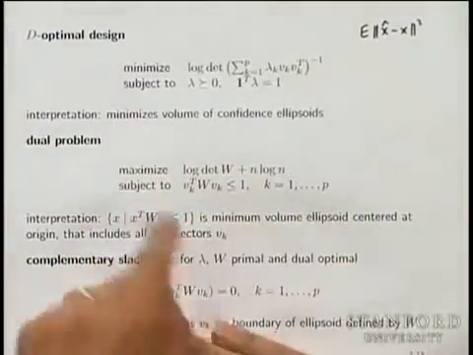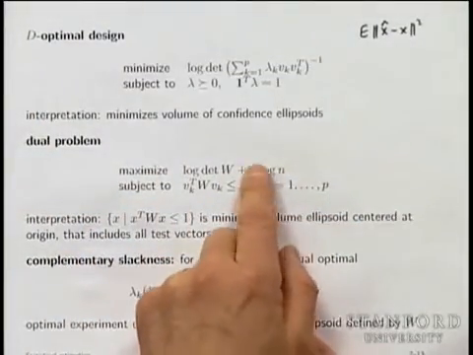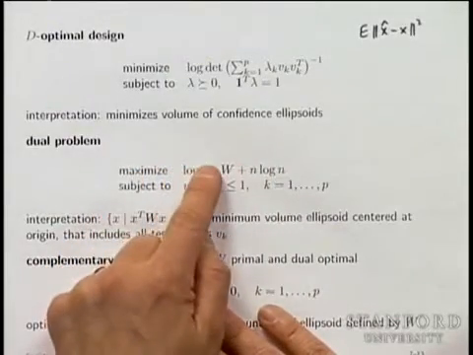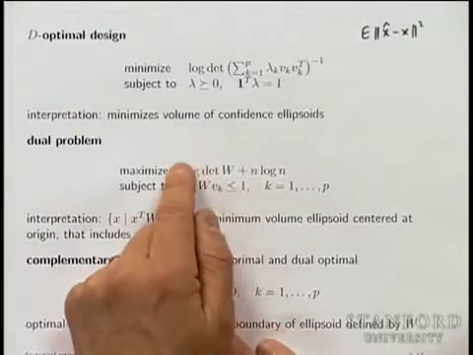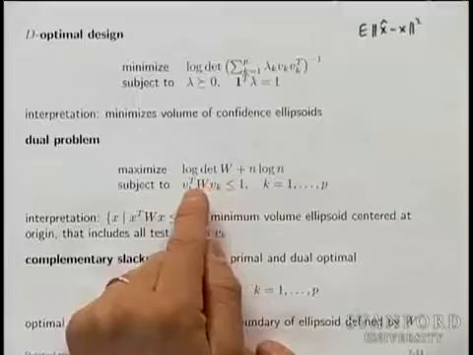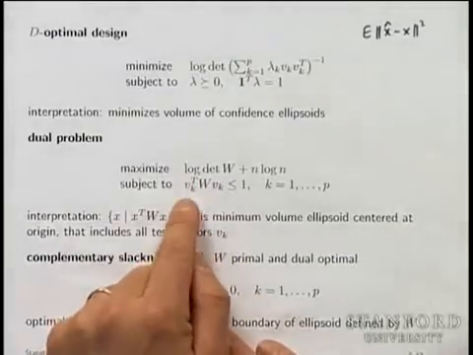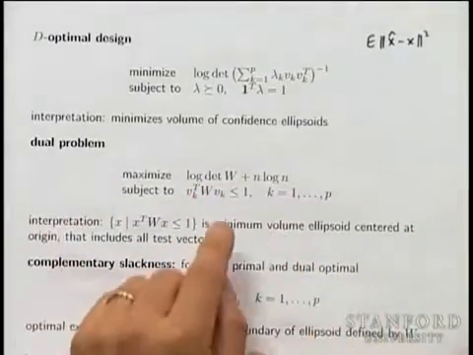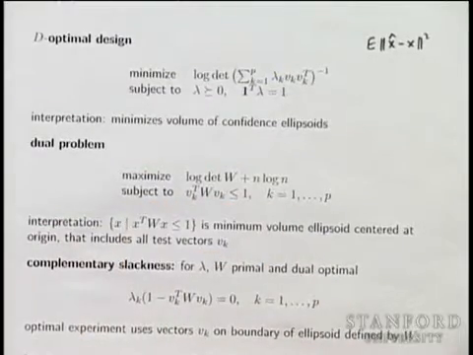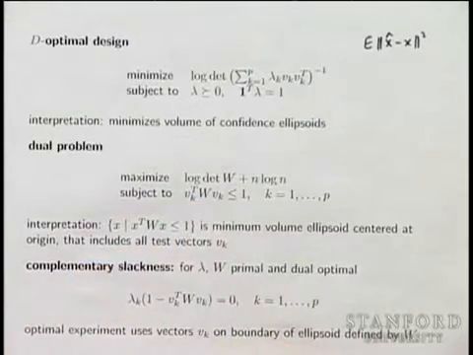Now this problem actually has a very simple interpretation. n log n is a constant, so you're maximizing log det W. Or if you like, you're minimizing log det W inverse. That's the log of the volume, within an additive constant and a factor of a half or something like that. That's the log of the volume of an ellipsoid, and this would be vk transpose W inverse vk less than 1. And this is the problem of computing the minimum volume ellipsoid that covers the points vk.